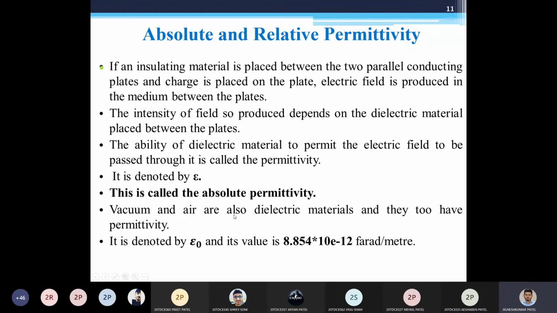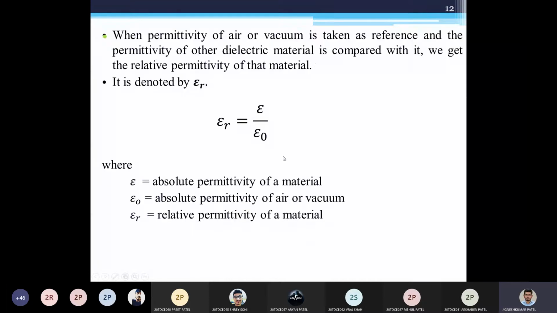Then vacuum and air are also dielectric materials, and they too have permittivity, denoted by epsilon 0. I can say this is my reference permittivity for all the other relative permittivities. So epsilon 0 is the absolute permittivity of air or vacuum. Its value is 8.854 into 10 to minus 12. You have to remember this value because we are going to use it in examples, so mark it: 8.854 into 10 to minus 12 farad per meter.